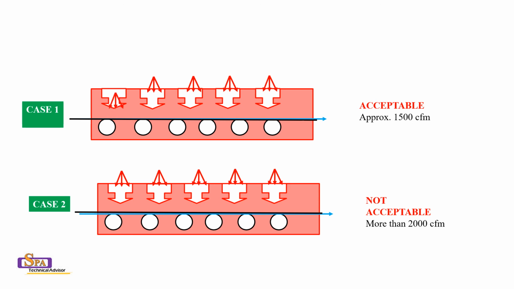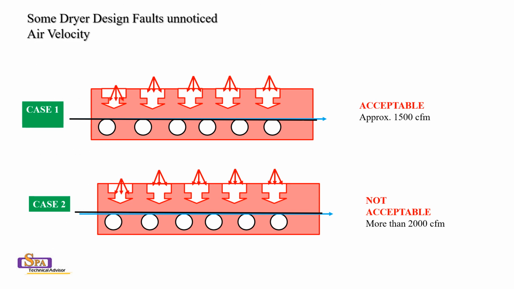Now here you see an animation of some dryer faults like the air velocity. The correct velocity is what's shown in case 1, approximately 1500 cfm. What happens if the velocity is more than 2000? The coating will be disturbed by the amount of air, and that is how we can expect some problems.